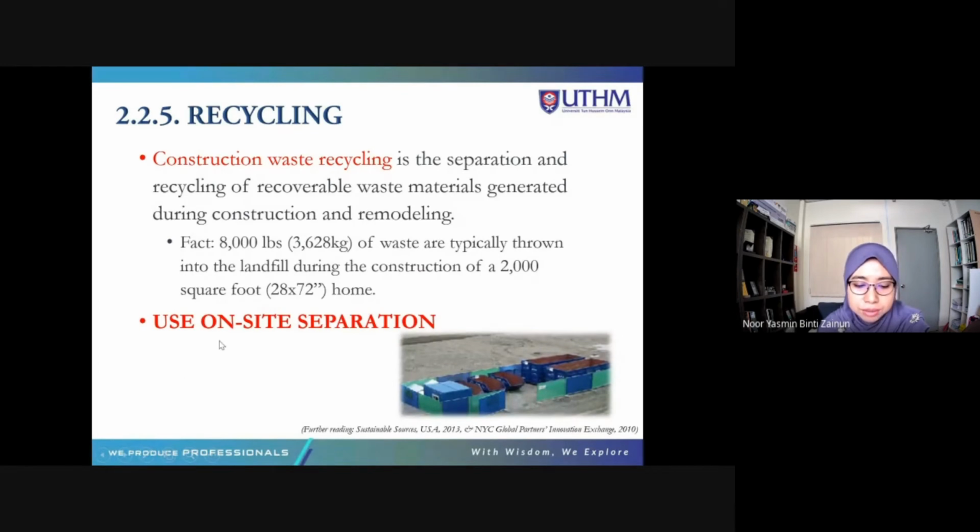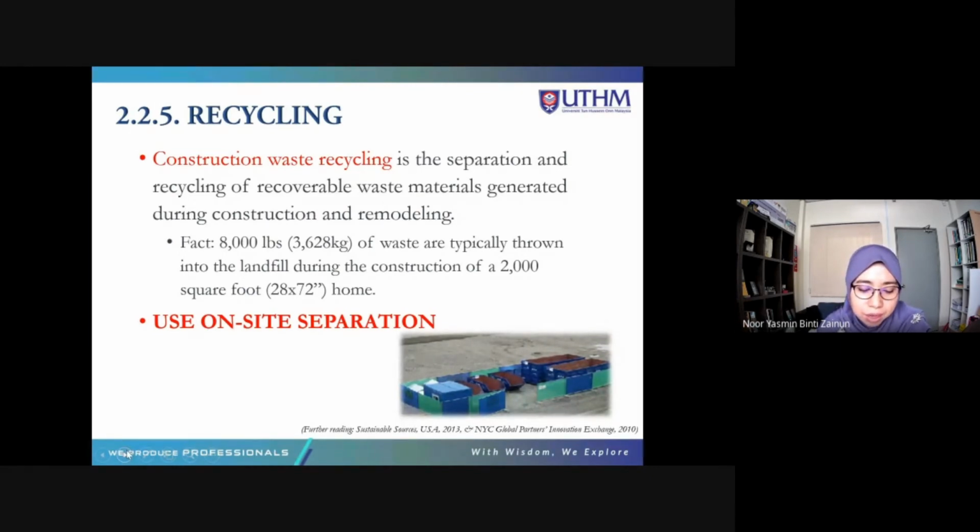And then use on-site separation. Look at here, dia ada block container ni for the different materials. For example, concrete satu tong, kayu satu tong, plastik dan sebagainya, so that we can recycle. In real life, dekat site dekat Malaysia campur je semua. Dia ada satu yard untuk letak waste, langgok lah kat situ.